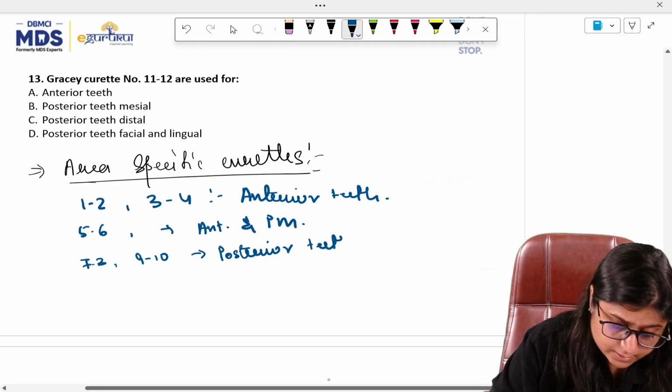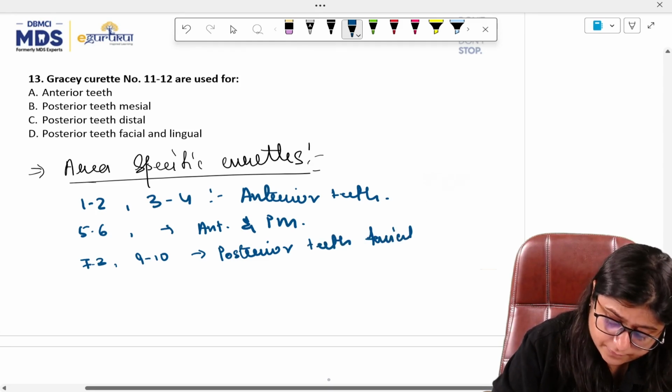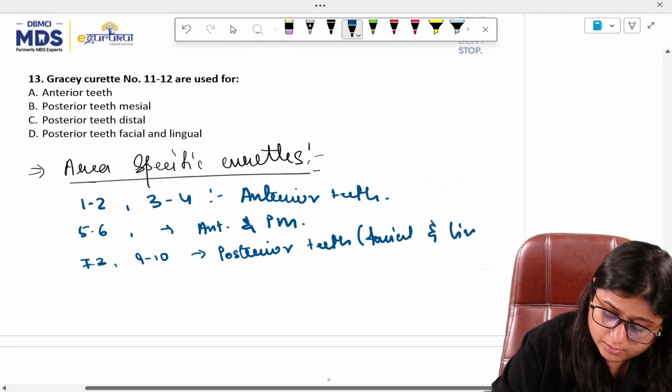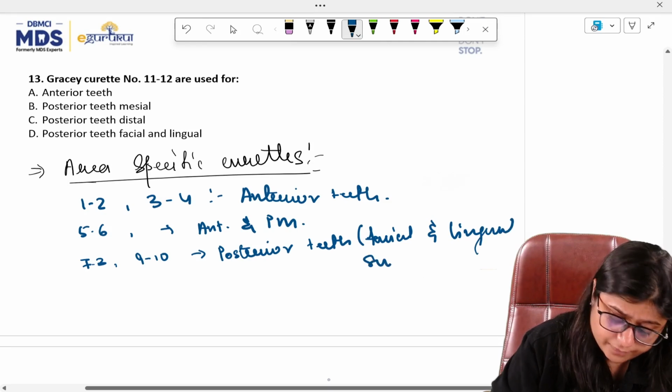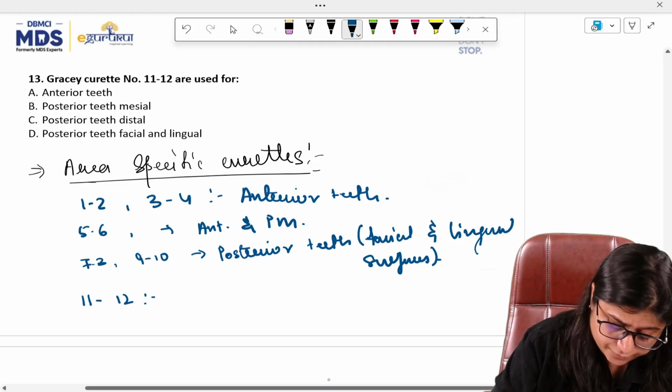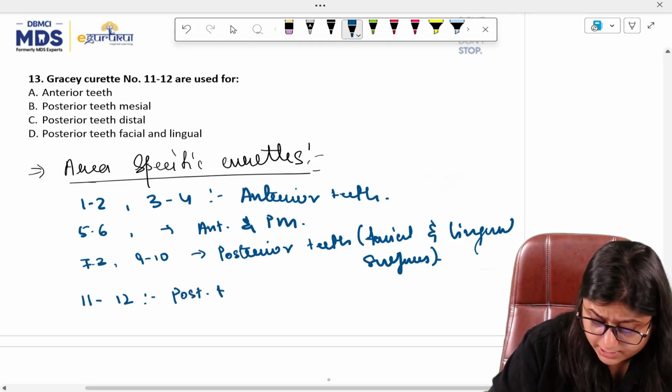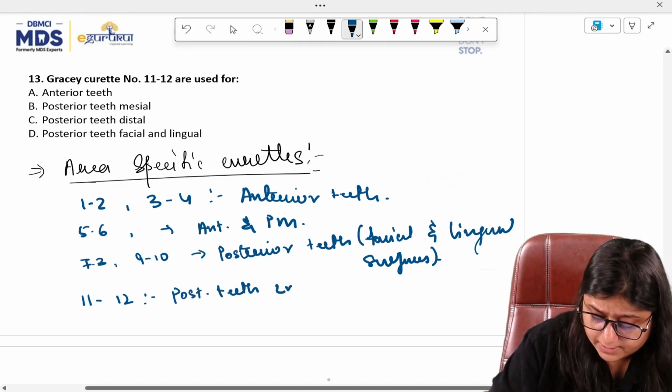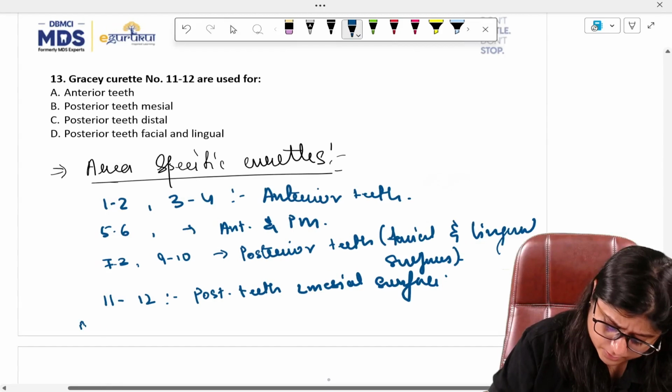Posterior teeth facial and lingual surfaces. 11, 12 is used for posterior teeth mesial surfaces. Posterior teeth mesial surface. Sorry.